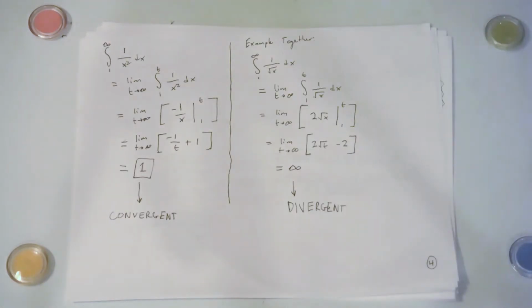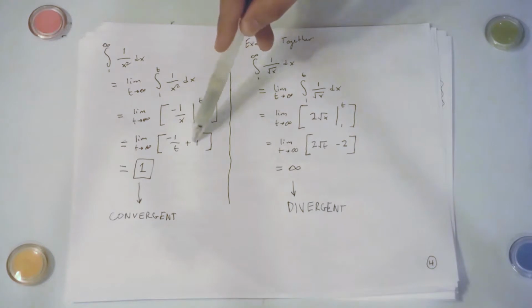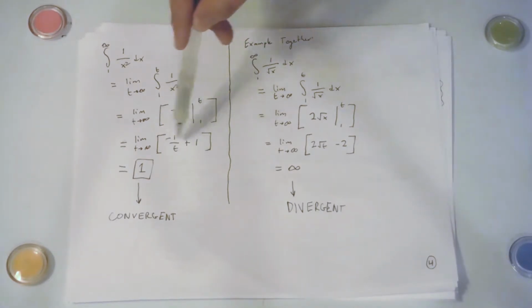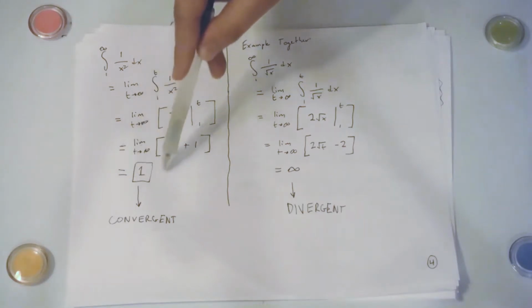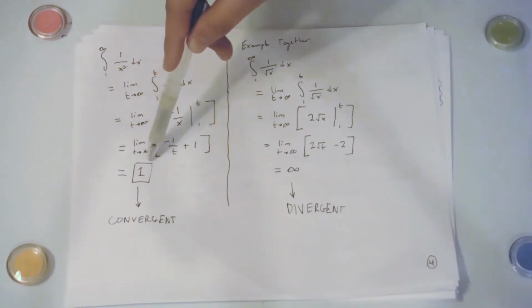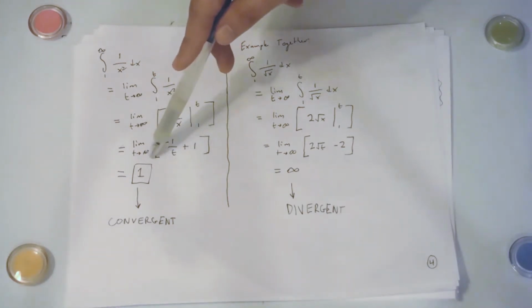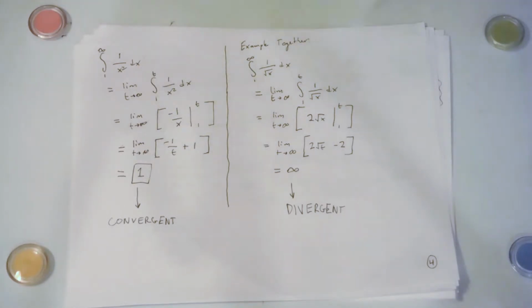Here, I took the limit as t approached infinity of the integral from 1 to t of 1 over x squared dx. I didn't worry about the limit at the beginning. I calculated the definite integral, which equals negative 1 over x, evaluated at t and 1, thus getting a final answer of 1 minus 1 over t. Then I calculated the limit, as t approached infinity, of what I got from the integral. As t approaches infinity, 1 over t approaches 0, so I just end up with 1.